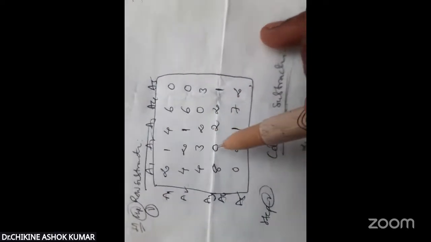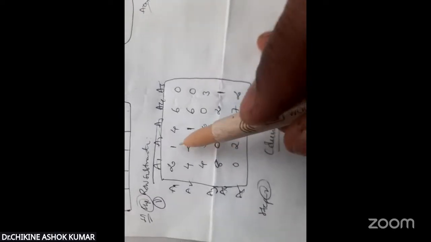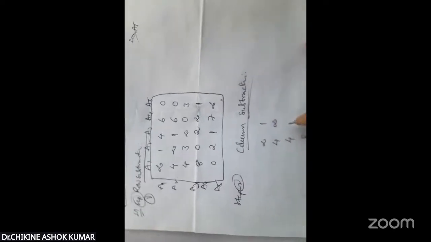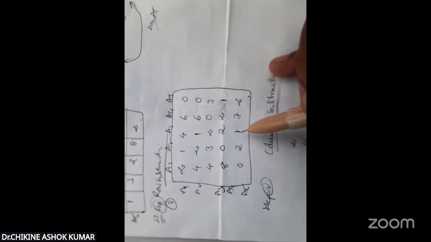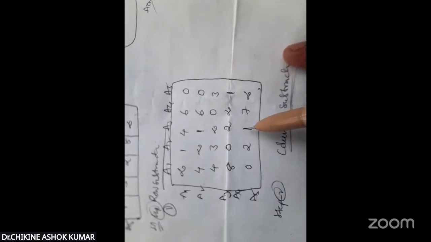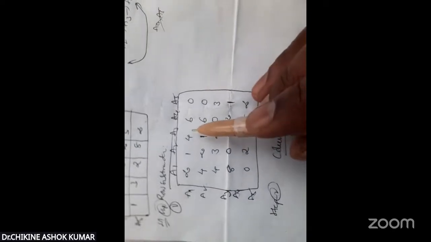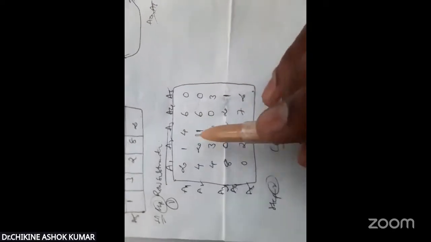Next, in the second column, the least element is also 0. So if you subtract 0 from the remaining elements, we get the same column elements: 1, infinity, 3, 0, 2. Okay. In the third column, 1 is the least element. We have to subtract this 1 from all the remaining elements in that corresponding column only.